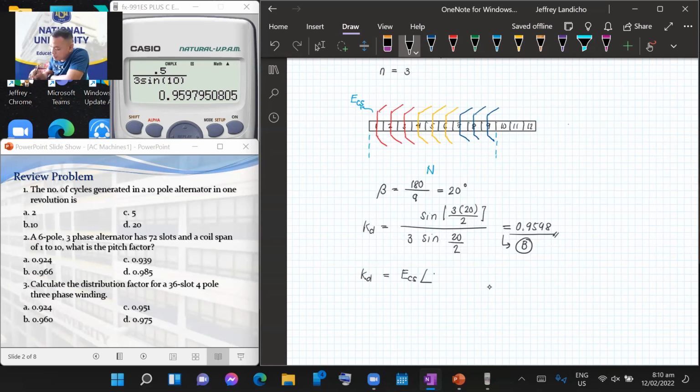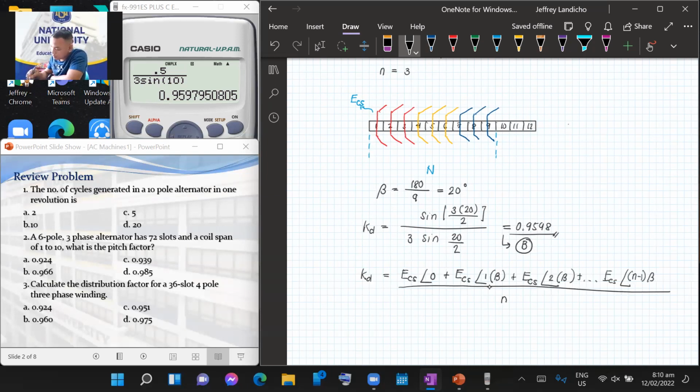Okay, bar angle 0 plus, you have generated coil bar angle of 1 times beta plus 2 times beta plus, and so on and so forth, up to a sub c s bar angle n minus 1 beta. So that will be our vectorial sum.